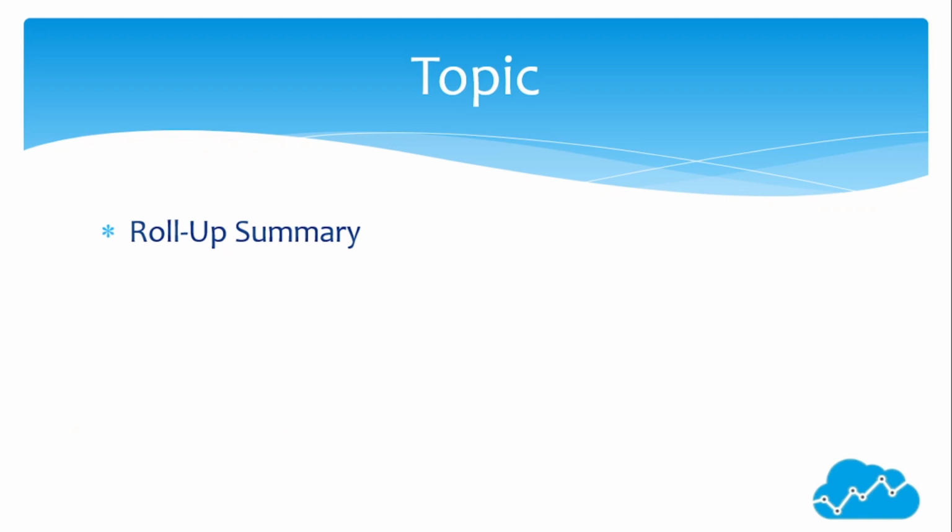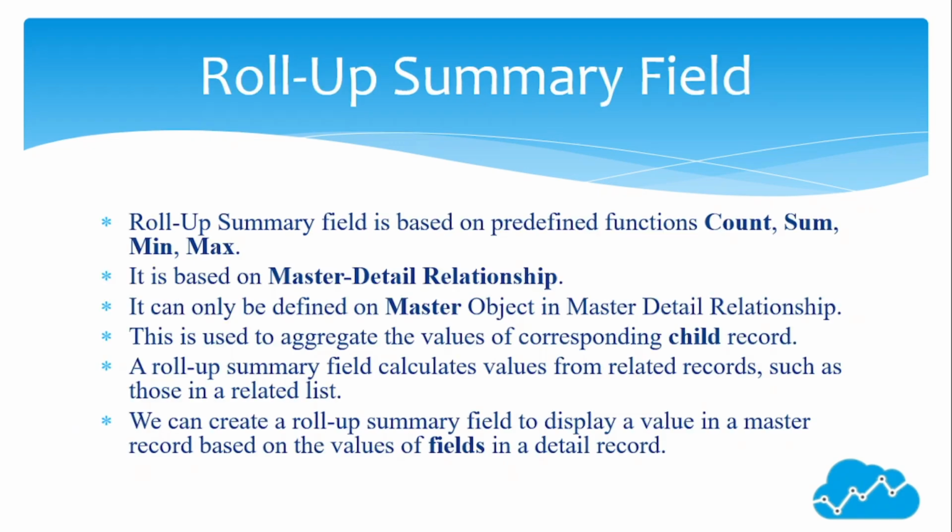Topic: what we are going to cover in this session is roll-up summary. A roll-up summary field is based on predefined functions: count, sum, min, max. It is based on a master-detail relationship. It can only be defined on the master object in a master-detail relationship. This is used to aggregate the values of the corresponding child records.